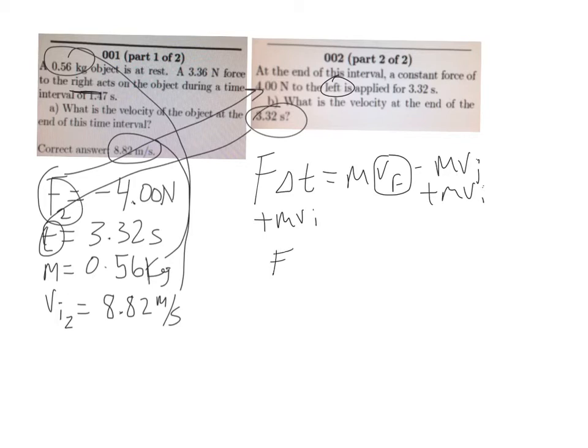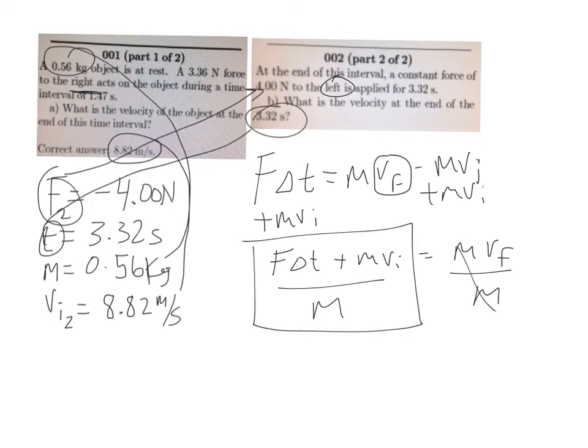And so I'll have F delta T plus the mass times the initial velocity is equal to the final momentum. But I want to solve for the final velocity, so I'm going to divide both sides by the mass, and I should get this equation right here. Force times T plus mass times the initial velocity, divided by mass.